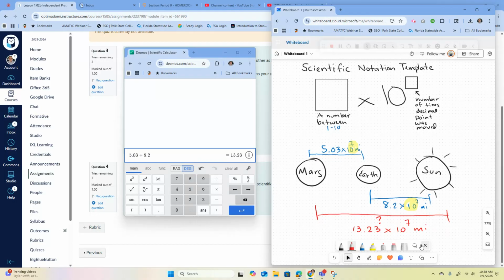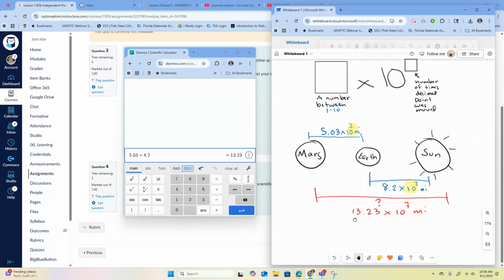However, my answer is not written in scientific notation, because for a number to be in scientific notation, this number that I'm going to highlight in yellow, 13.23, must be a number between 1 and 10. If I write 13.23 here, this number is not between 1 and 10, which is the requirement to be in scientific notation. So we're going to fix it. How do we fix it?